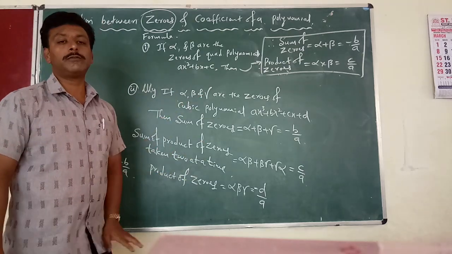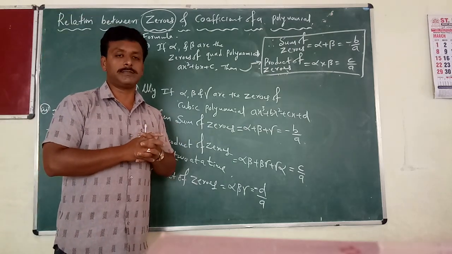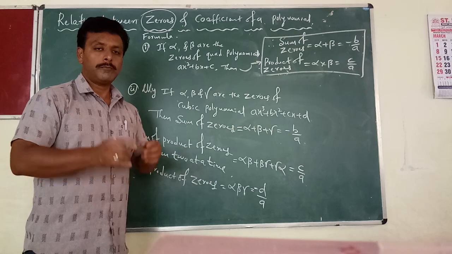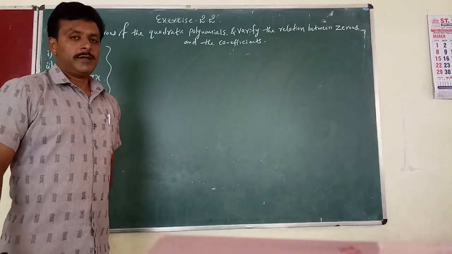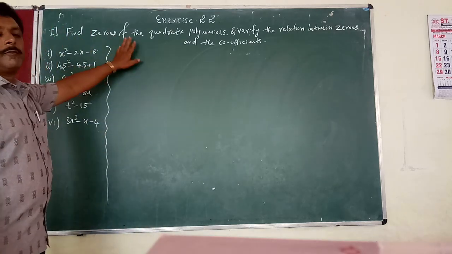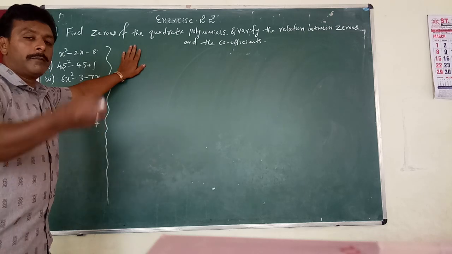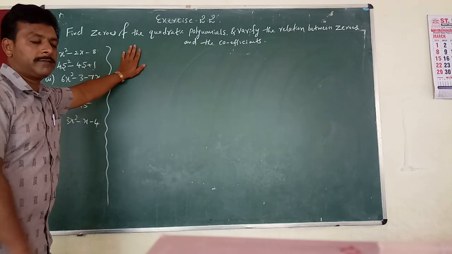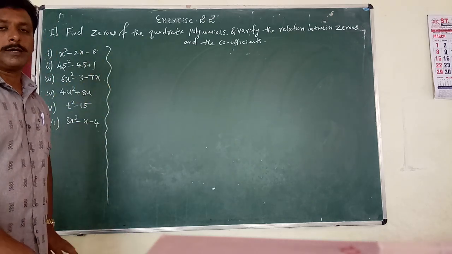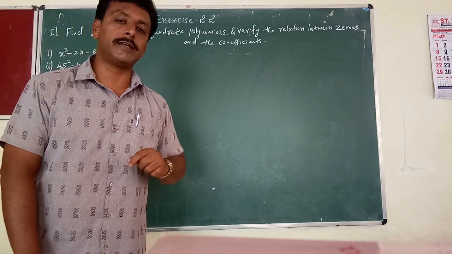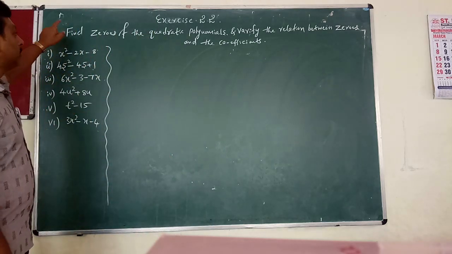Related to this we have some sums in the second exercise, that is exercise 2.2. We are going to discuss that. Please wait, I am going to write the questions. Yes students, here we are at exercise 2.2, and on the basis of the formulas we discussed, we now have to solve these questions. I wrote the question on the board. Kindly observe it properly.